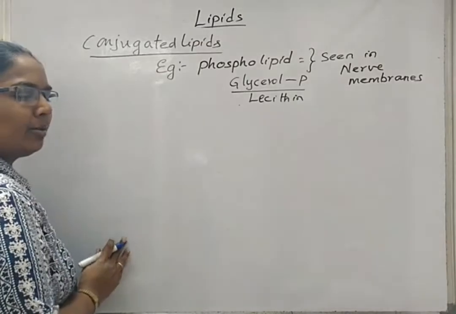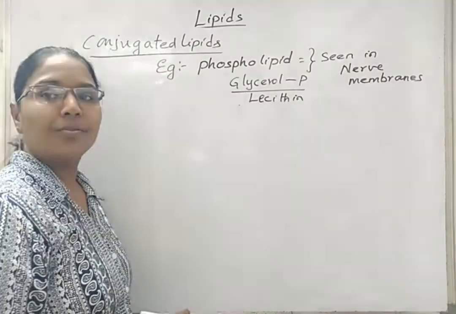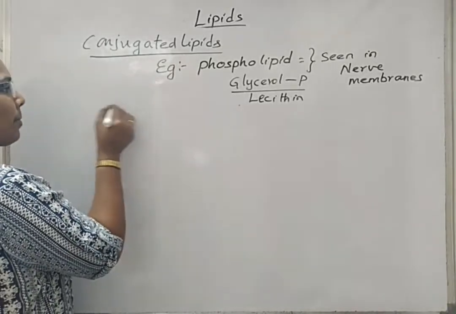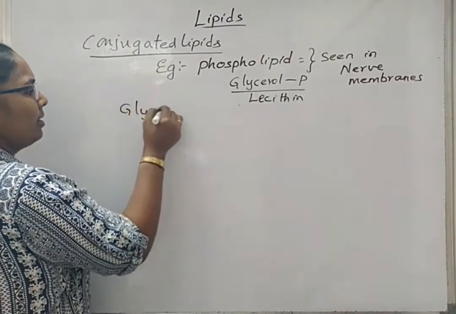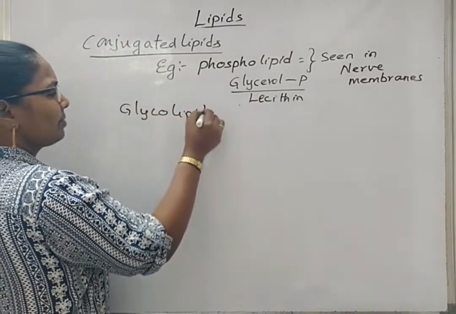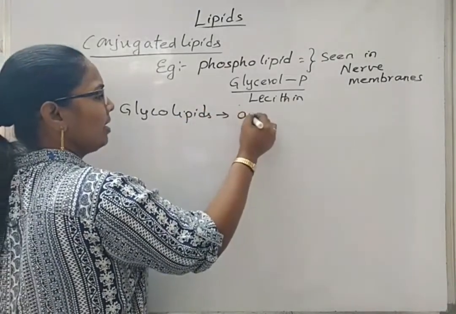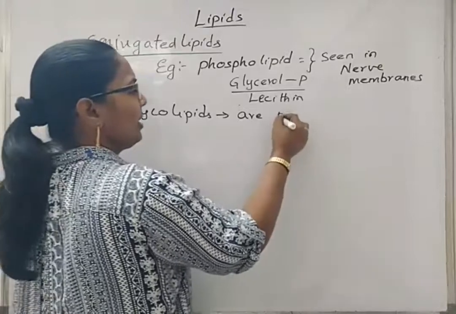Next, glycolipids we also see in the plasma membrane. They are meant for protection. Glycolipids are protective in nature.